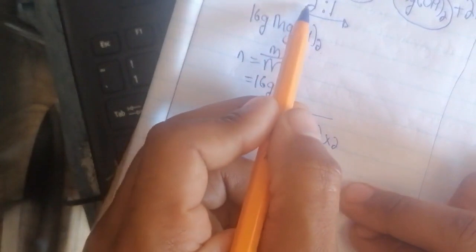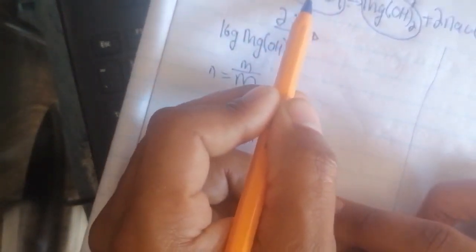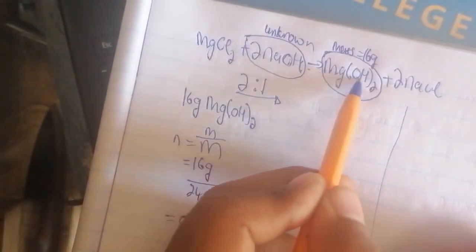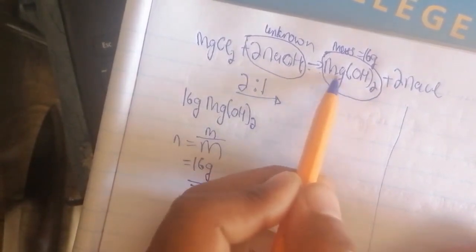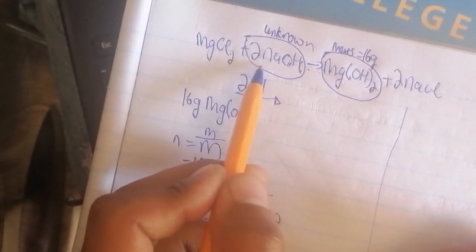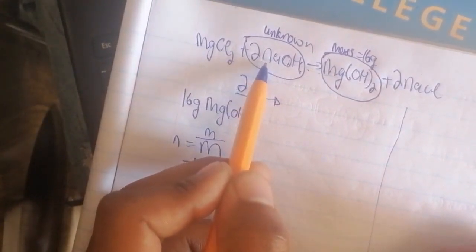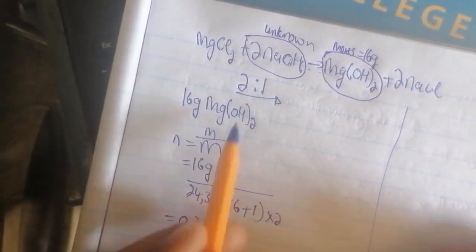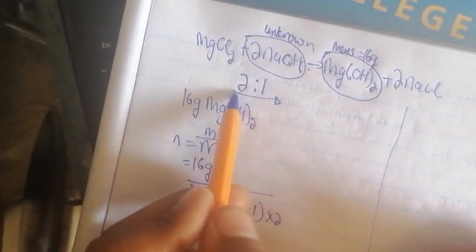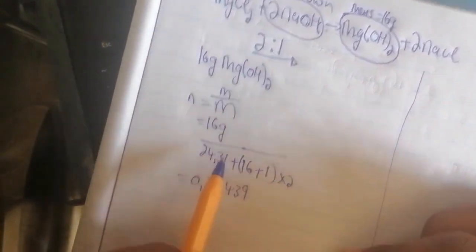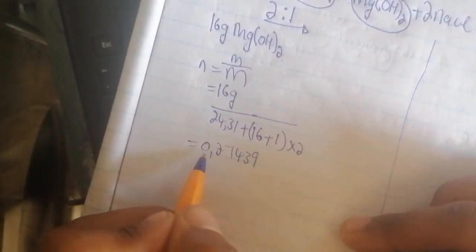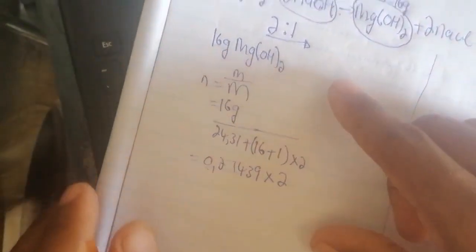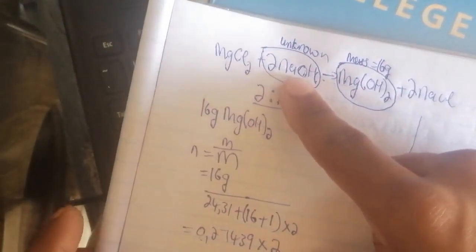Now let's check. I require 2 moles of sodium hydroxide for every 1 mole of magnesium hydroxide. So if I require 1 for magnesium and I require 2, in order to find the number of moles required for 16 grams of magnesium hydroxide, I'm going to multiply this by 2, because the number of moles has to be 2 times when it comes to sodium hydroxide. So do not round this off. Just write it as you have it on your calculator and multiply this by 2 in order to find the number of moles of sodium hydroxide.